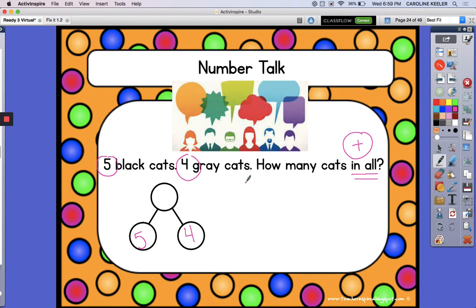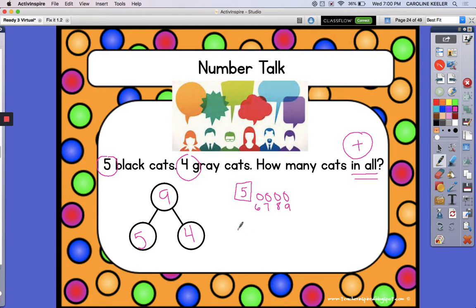One of them is I can count on. So I could start with 5 and count on 4. So here's 1, 2, 3, 4. Now let's see how many that equals. Here's 5, 6, 7, 8, 9. Ooh, so I think my answer is 9. Now let's double check that.